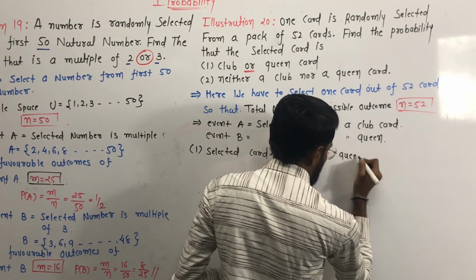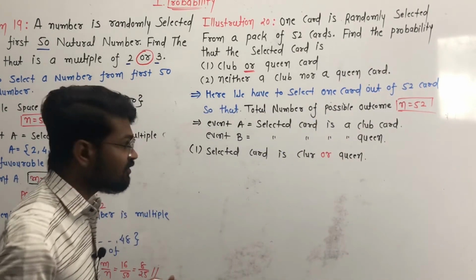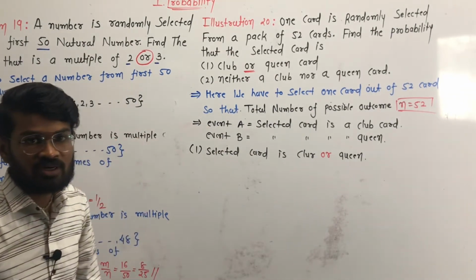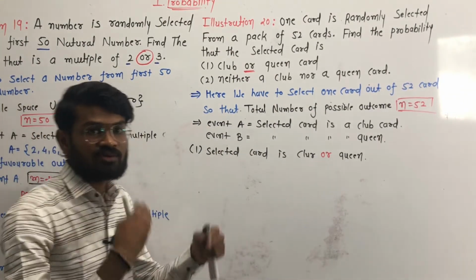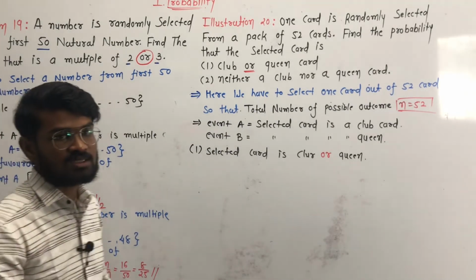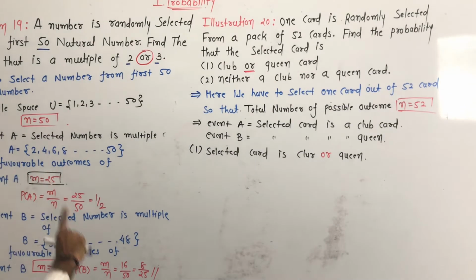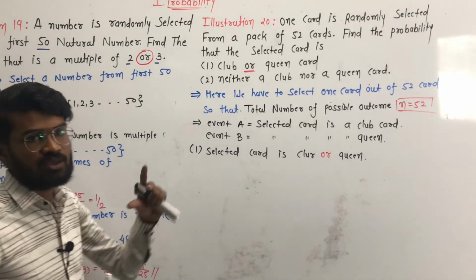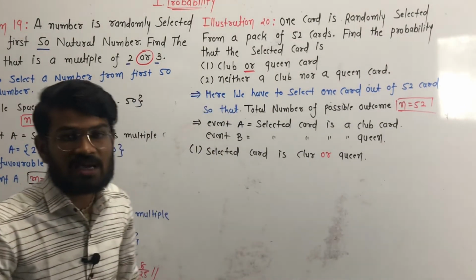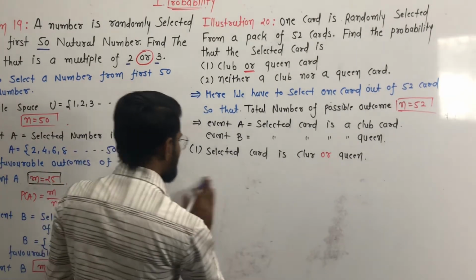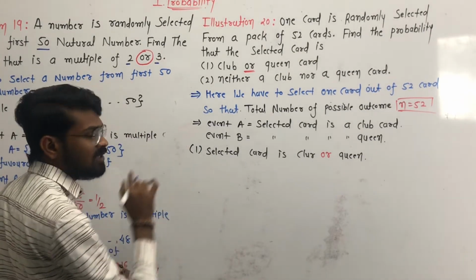First of all we find the probability of event A, then the probability of event B, and then the probability of the intersection of events A and B. Then we can find the probability of the union of events A and B by the law of addition of probability. But first we have to find the probability of event A.